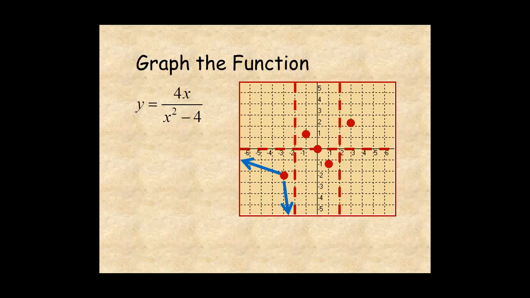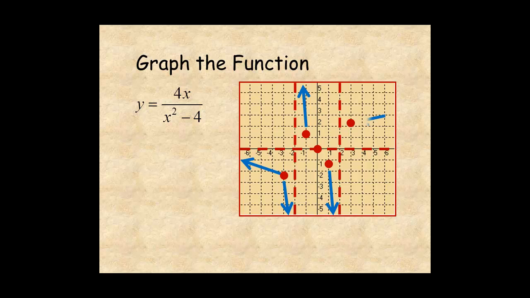Between the VAs, you can see from these 2 points, the graph is increasing towards the left-hand VA. So the graph must curve upwards. From these 2 points, you can see the graph is decreasing towards the right-hand VA. So the graph must curve downwards.